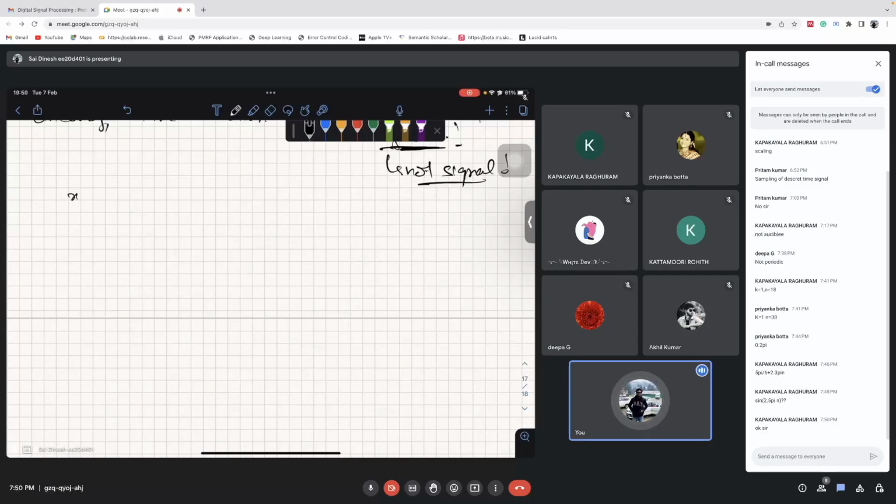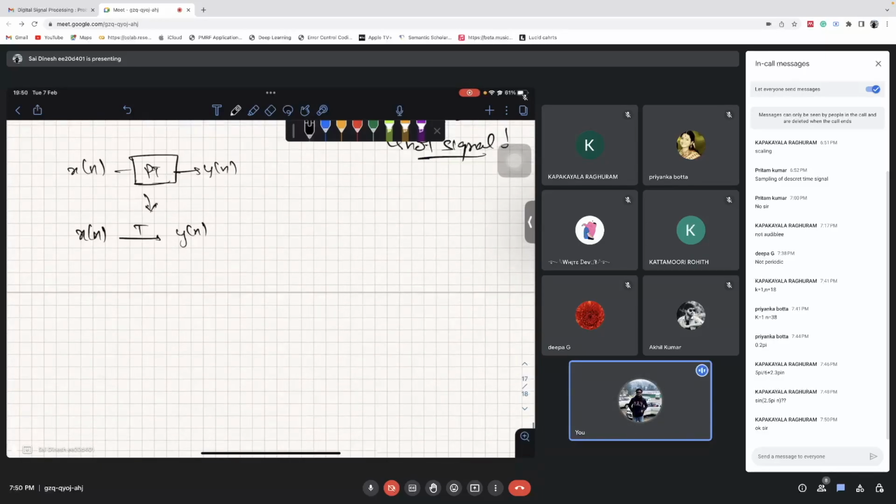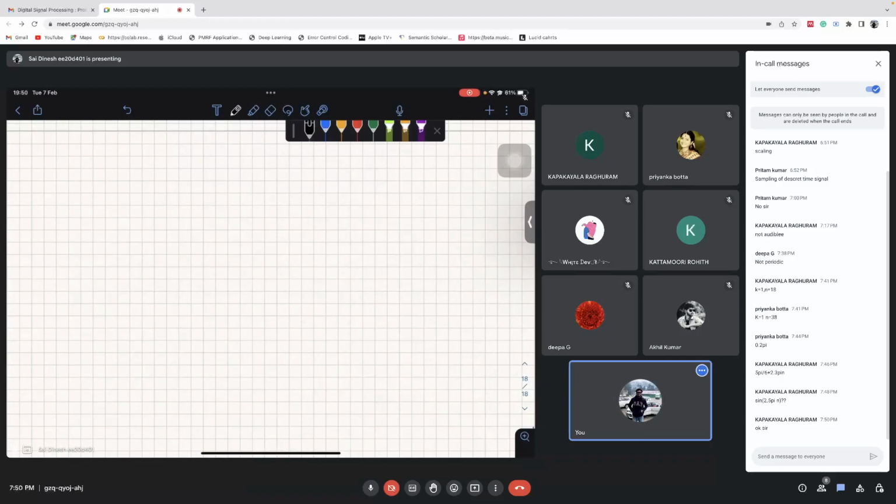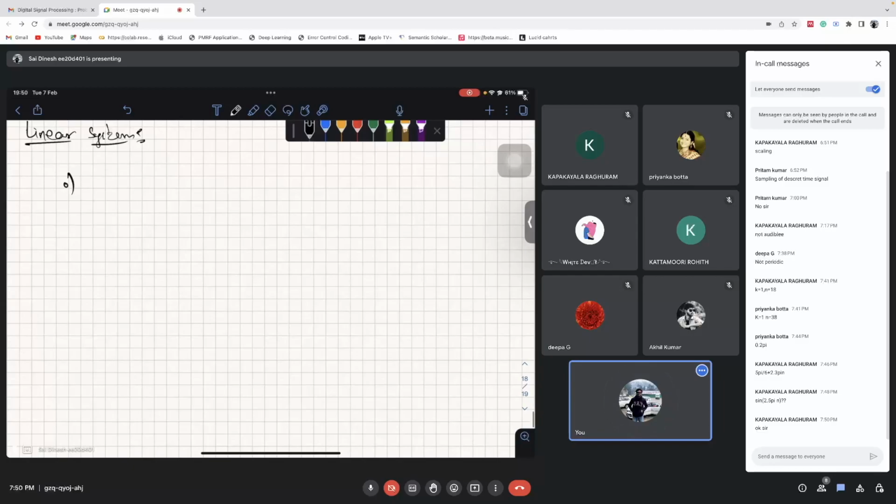Okay, yeah. So here let's say we have a signal x of n, and then we send it to a discrete time system. I'm representing this discrete time system with this notation, where x of n goes to the system and we get y of n. So this is the notation. So for a linear system, a system is linear if it is both additive and homogeneous, and it satisfies the homogeneity property.